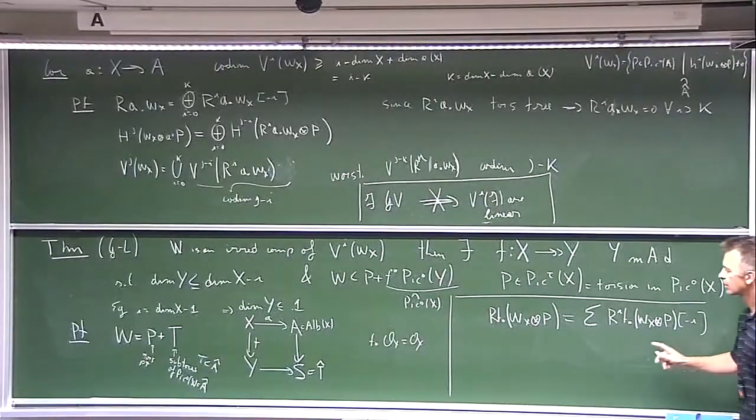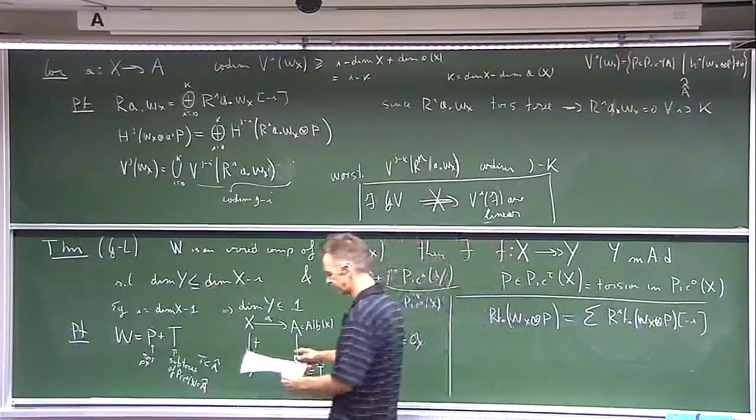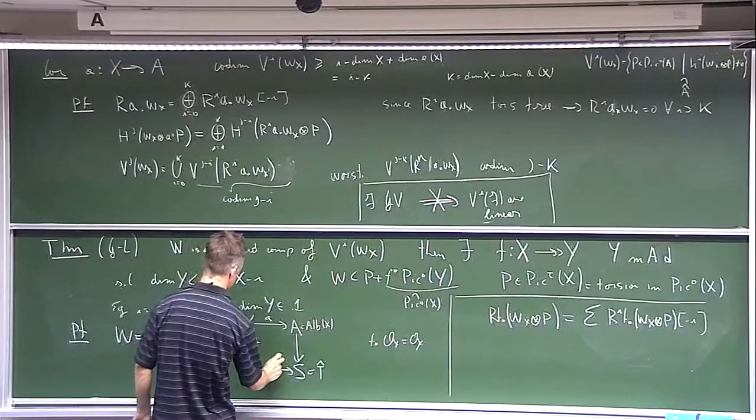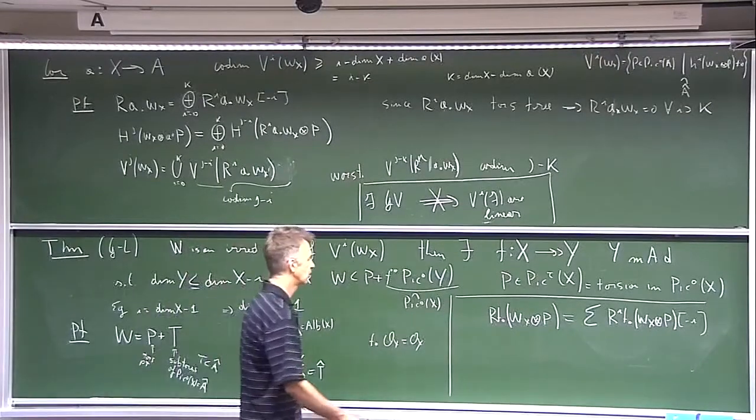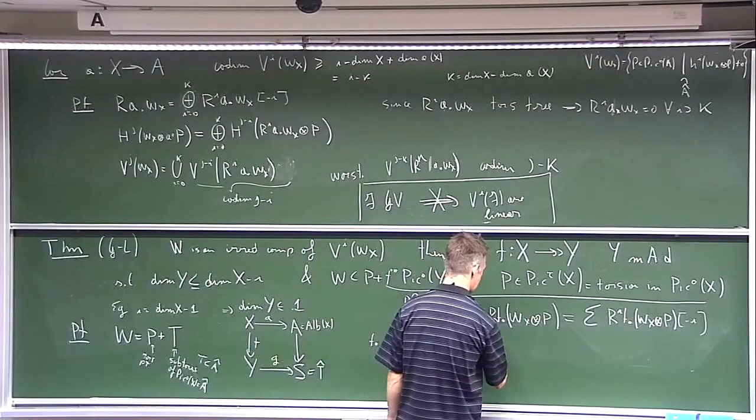Okay, so now here, let's give this other map a name. Let's maybe call it G. So now it's also easy to see that R.